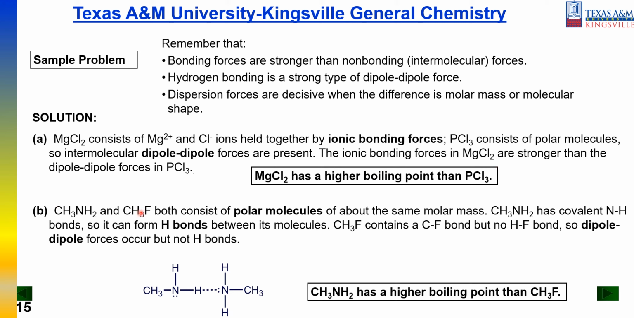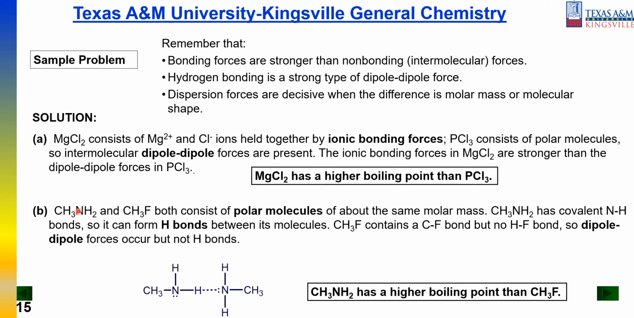You have another two molecules in your sample B. Both molecules are covalent compounds. They are both composed of polar molecules, and they have something special. This CH3NH2 and your CH3F, if you calculate the molar mass, they are the same. Therefore, you are going to determine which one is going to form a hydrogen bond.